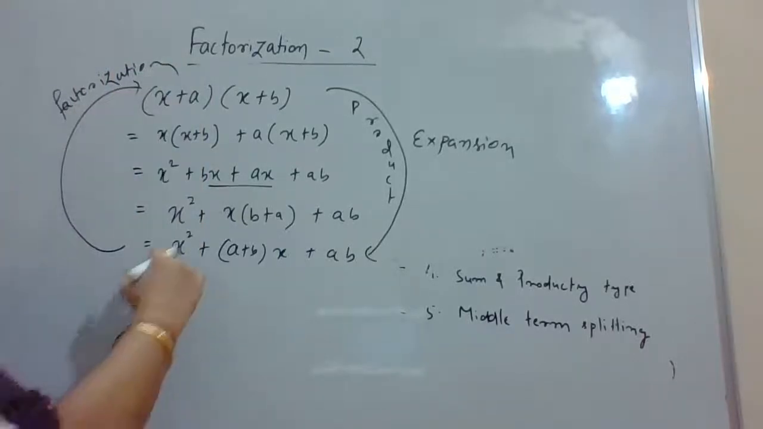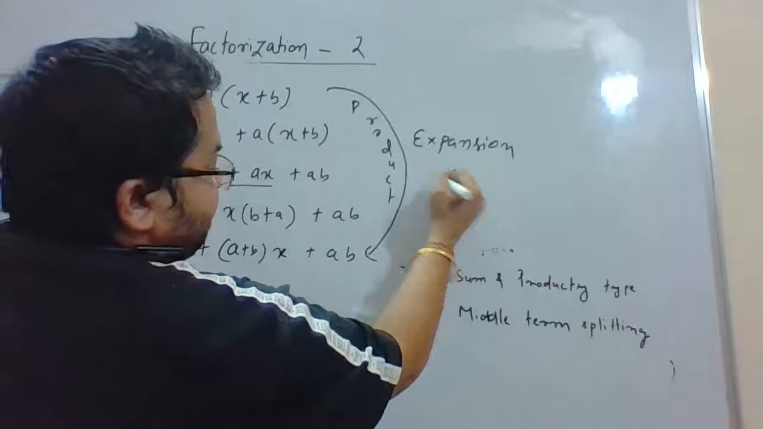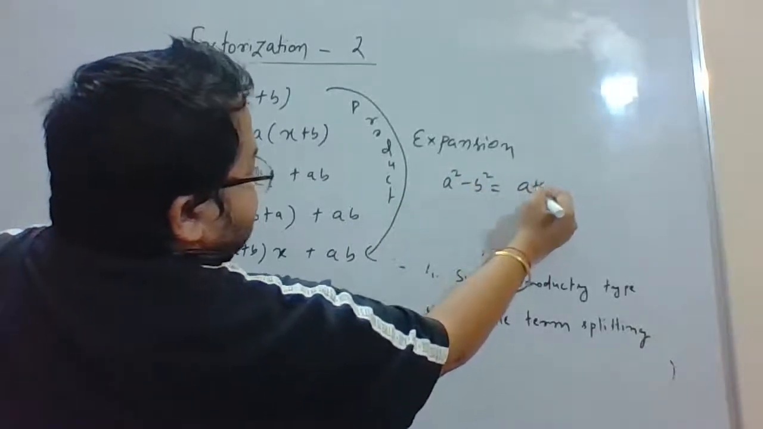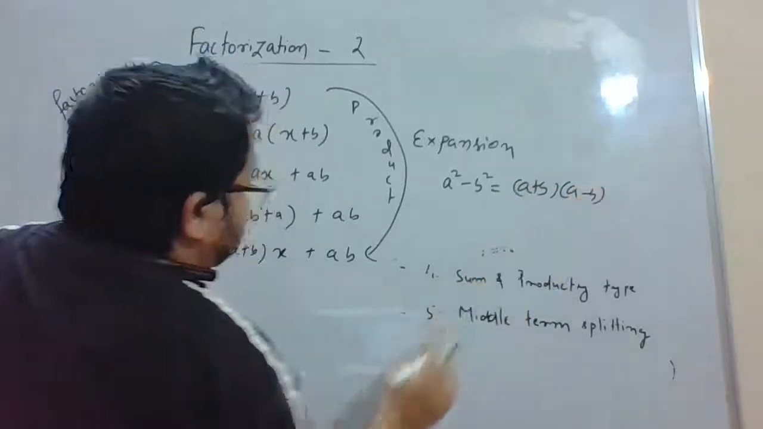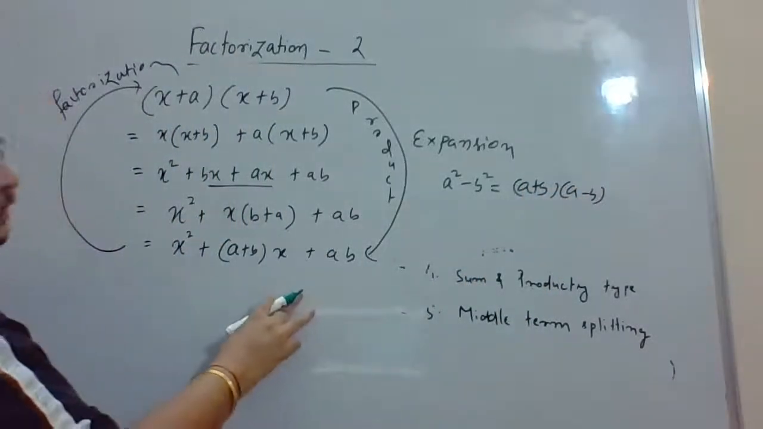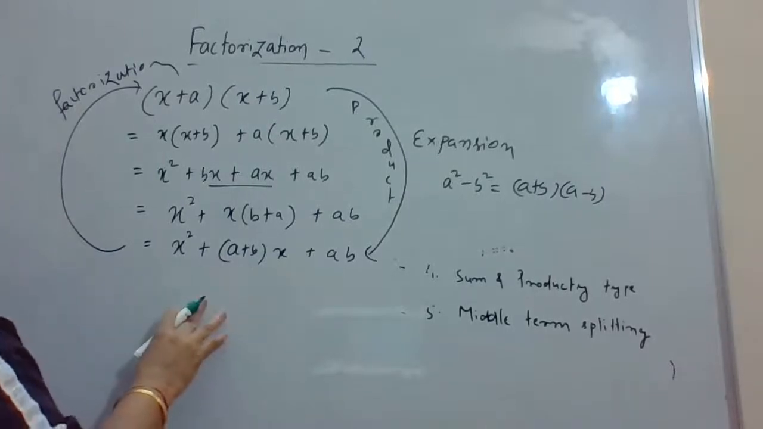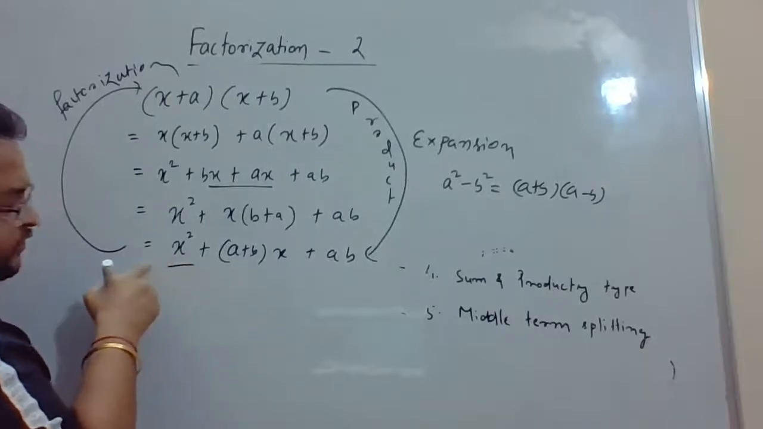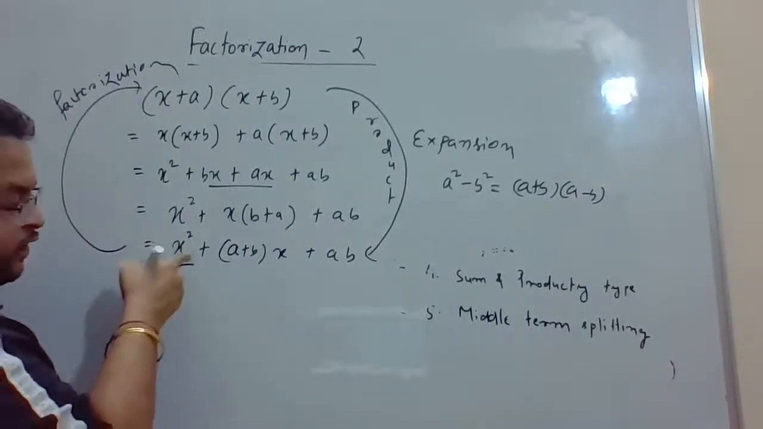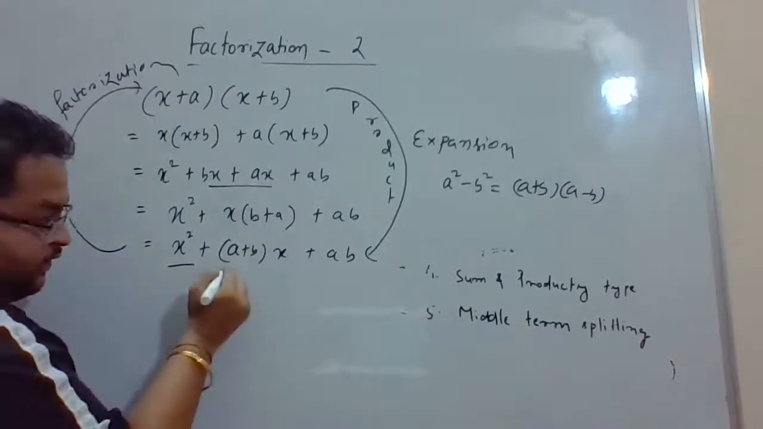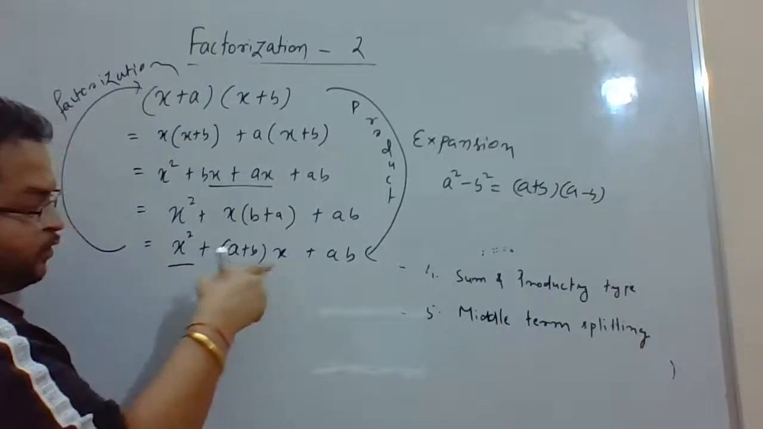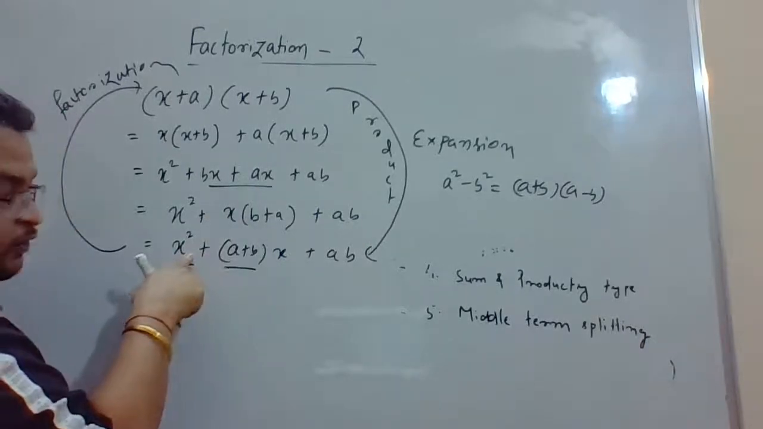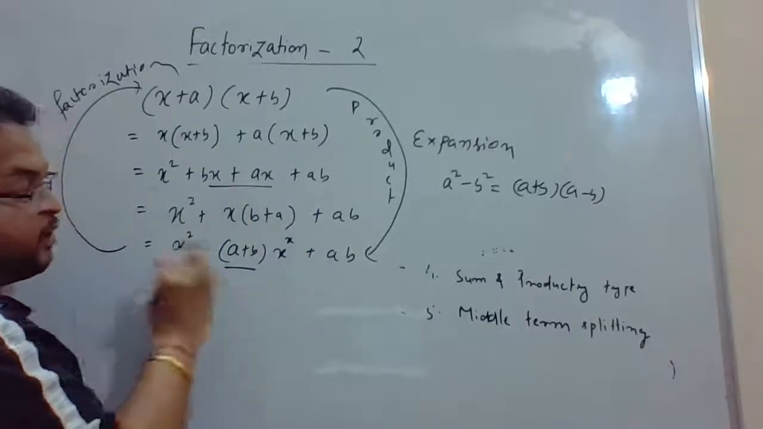Just like we use the identity that if my term is in the form of a square minus b square, I can factorize it as a plus b into a minus b, you can use this also as another identity. If your expression is x squared, where the coefficient of x squared is 1, and there is a middle term which is the first degree of the same variable. If it is not x squared with coefficient 1, then the formula may not work.